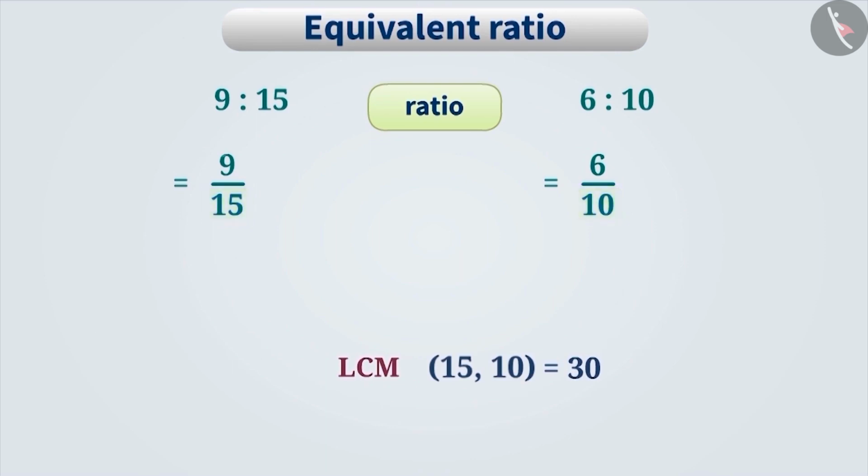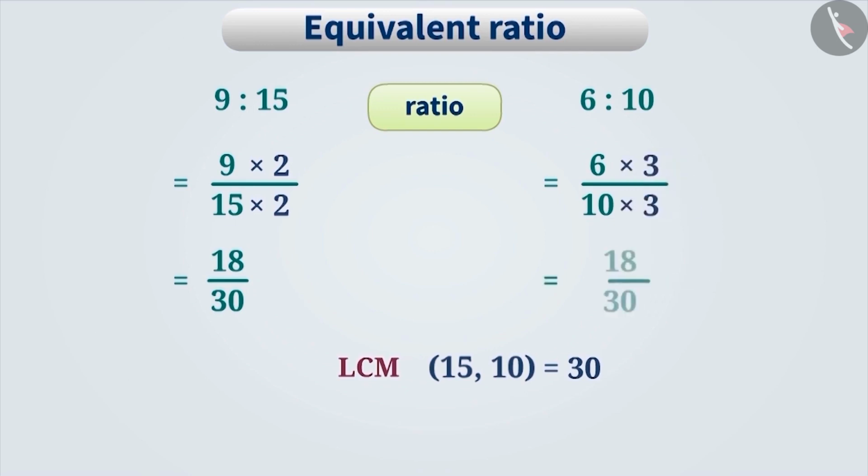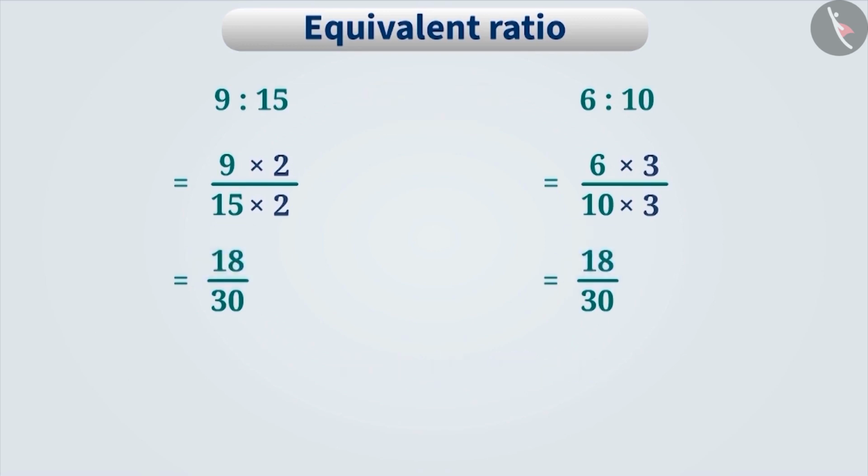To make the denominator of 9 by 15 as 30, multiply both the numerator and the denominator of the fraction by 2. This will give us the new fraction as 18 by 30. Similarly, multiplying the numerator and the denominator of the fraction 6 by 10 by 3 will give us the new fraction 18 by 30. By doing so, both the fractions become 18 by 30. When the denominators are the same and the numerators also become the same, they are called equivalent fractions. Like here, 9 is to 15 and 6 is to 10 are equivalent ratios.